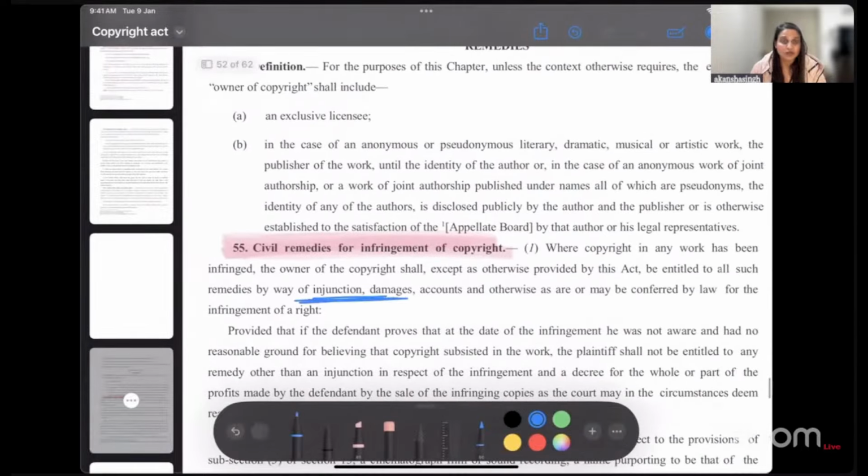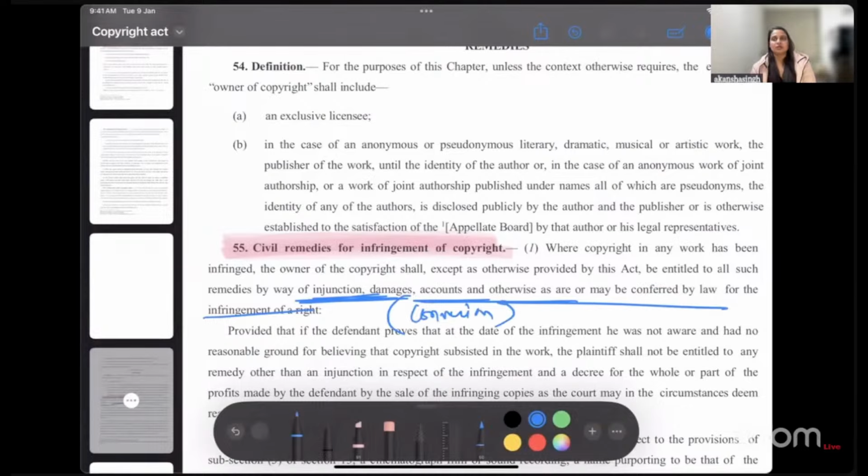Injunction, by way of injunction, damages, accounts, and otherwise. So you can also take damages for conversion. If you have converted or changed the copyrightable work from one form to another, you can also take damages for conversion. So these are the civil remedies for infringement of copyright that are mentioned.